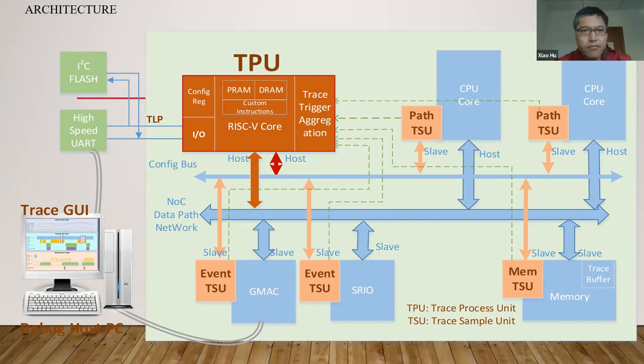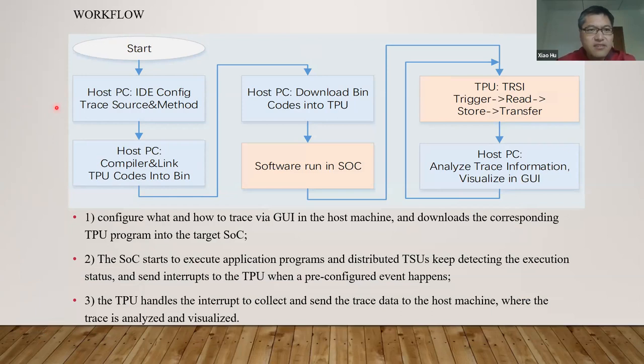The workflow is shown like this. First, the host PC's IDE configures trace resources and methods, compiles and links TPU code into a bin, and sends the bin code into the TPU. The SoC runs the software, and the TPU is triggered, reads, stores, and transfers the trace data to the host PC. The host PC analyzes the trace information and visualizes it in GUIs.